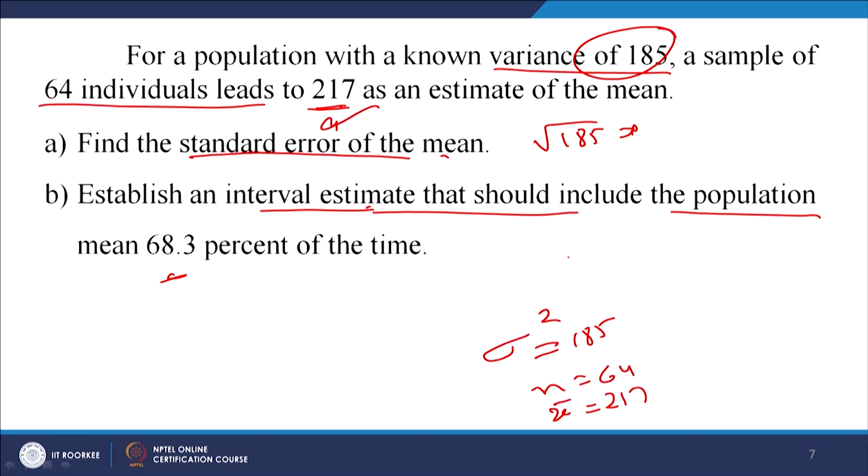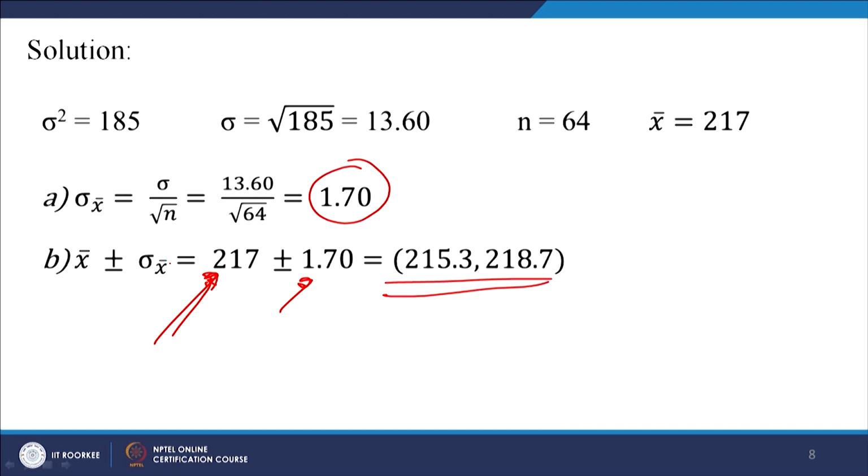So this is the interval. So what's our answer? Establish an interval estimate that should include the population mean this much percentage of the time. So what is that interval? Interval is 215.3 to 218.7, right?